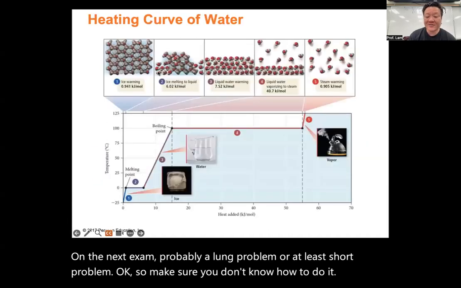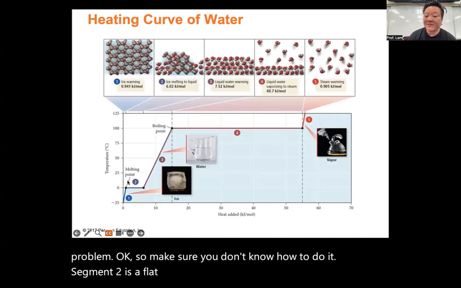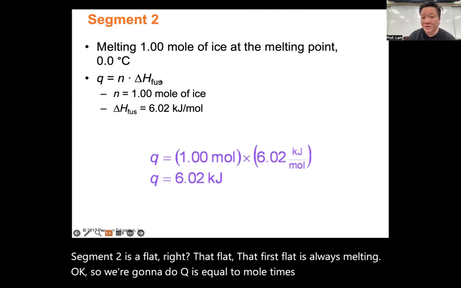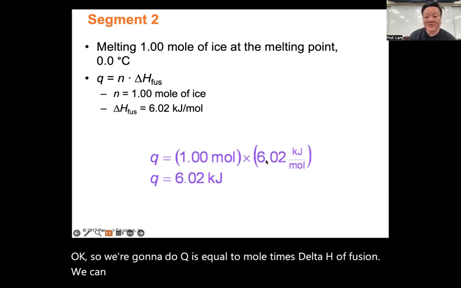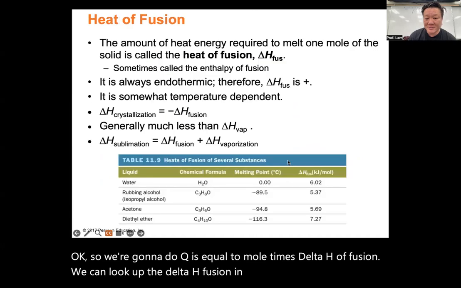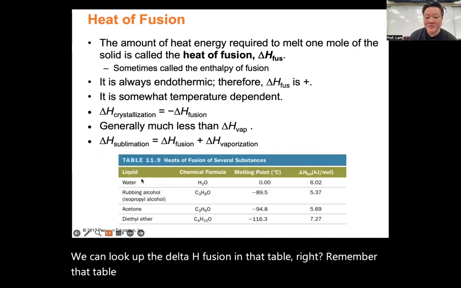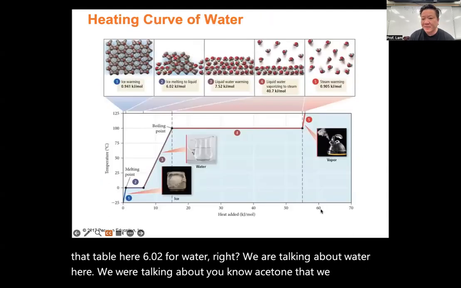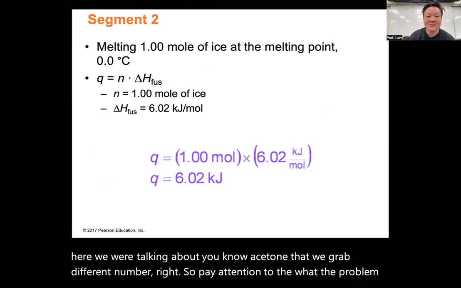Segment 2 is a flat, right? That first flat is always melting. Okay. So we're going to do Q is equal to mole times delta H of fusion. We can look up the delta H fusion in that table, right? Remember the table here? 6.02 for water, right? We are talking about water here. If we were talking about acetone, then we'd grab a different number, right? So pay attention to what the problem's asking you.